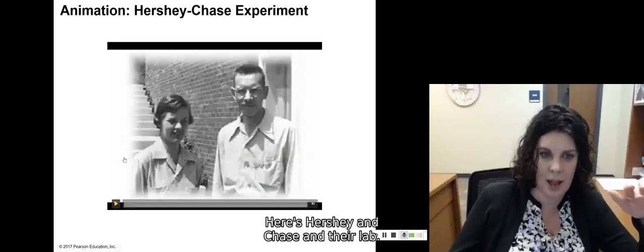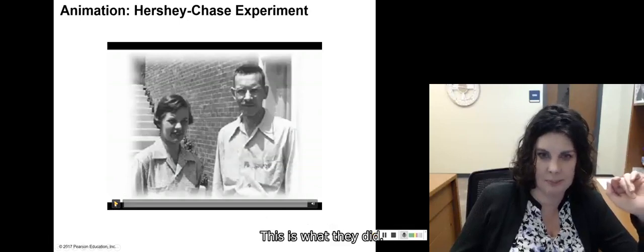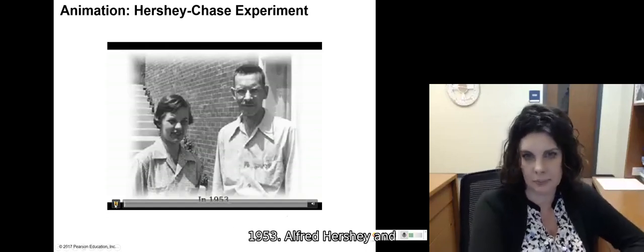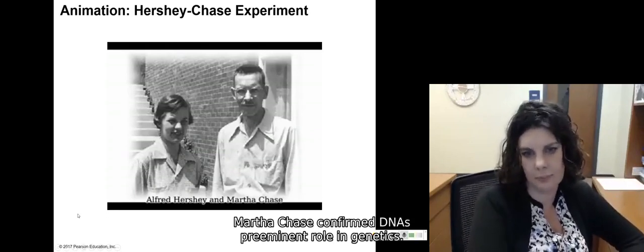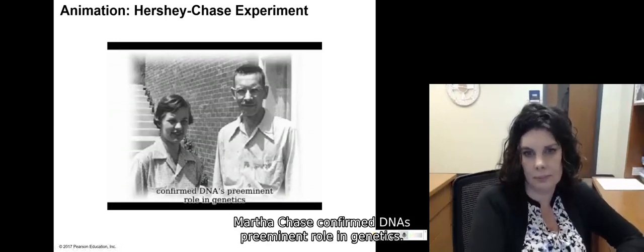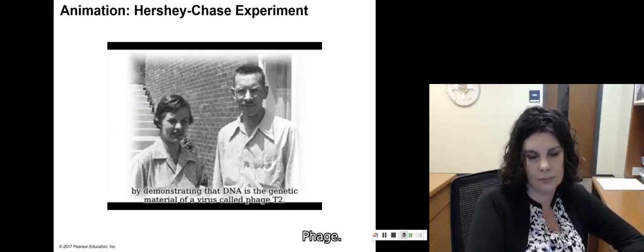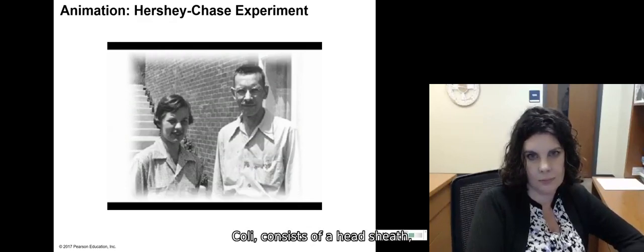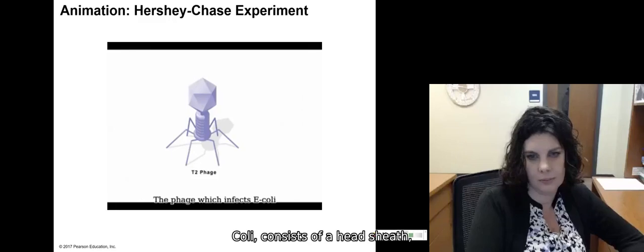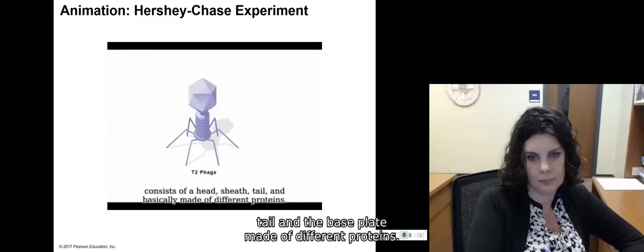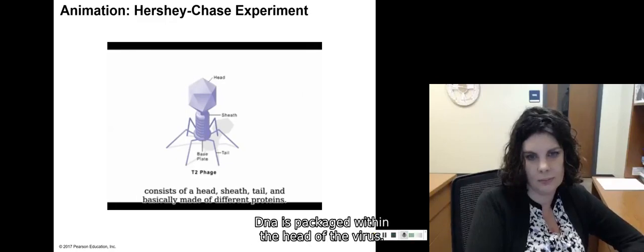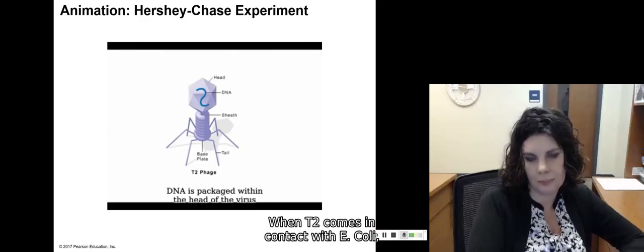Here's Hershey and Chase and their lab. This is what they did. In 1953, Alfred Hershey and Martha Chase confirmed DNA's preeminent role in genetics by demonstrating that DNA is the genetic material of a virus called phage T2. The phage, which infects E. coli, consists of a head, sheath, tail, and base plate made of different proteins. DNA is packaged within the head of the virus.